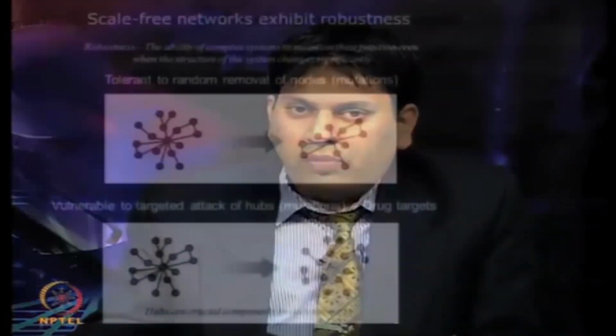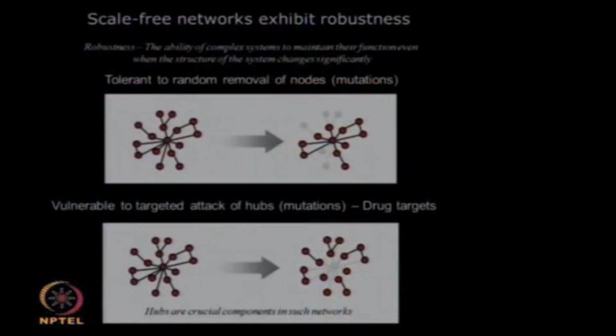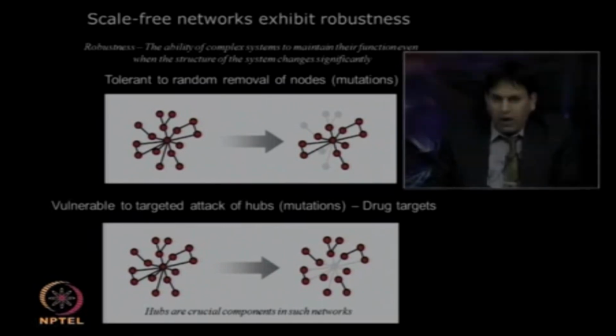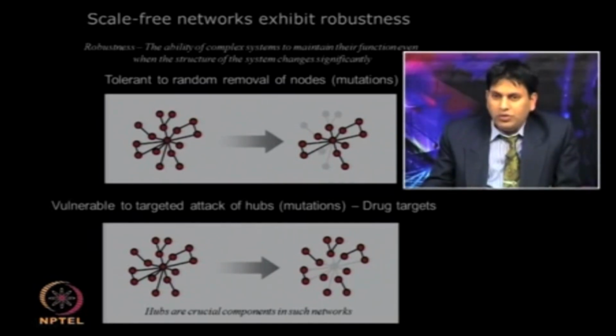Now, let us look at an example. In the network figure that you see, if you randomly perturb any of these nodes, you are likely to affect a small fraction of the network. However, if you target the highly connected node, that is the central node, you are going to disrupt a major fraction of this network, suggesting that these highly connected nodes can be vulnerable to being a drug target.